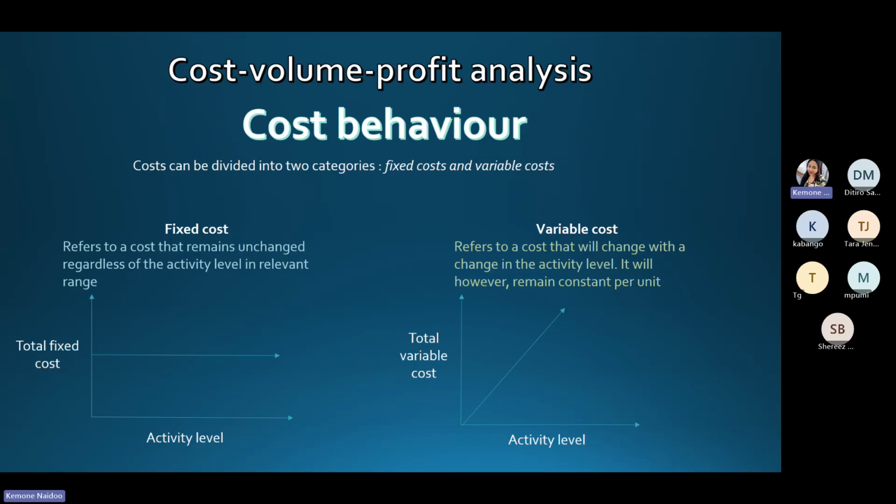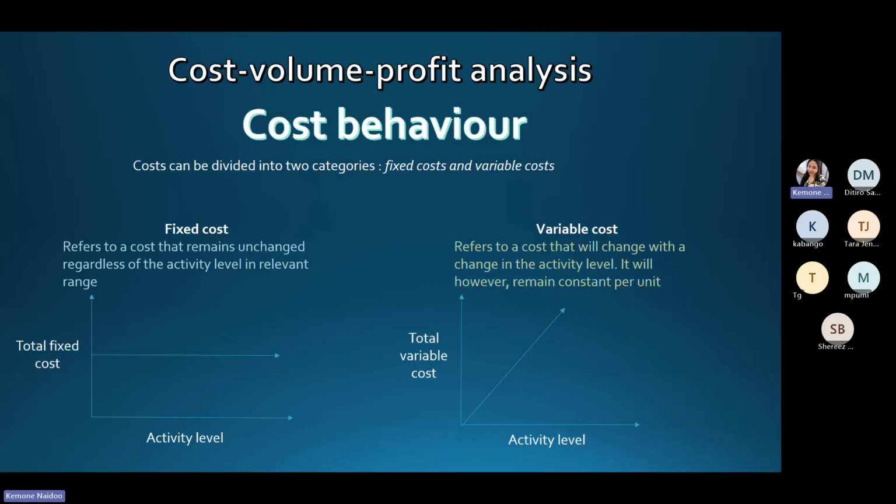Your fixed cost refers to a cost that remains unchanged regardless of activity in the relevant range. So, for example, it's a cost that will stay consistent. For example, salaries and rent. These are costs that will not change based on activity level. So when it is shown in a graph, it will be shown as a horizontal line, a straight horizontal line, because costs are not being changed. Okay, it is consistent. So that is a fixed cost.